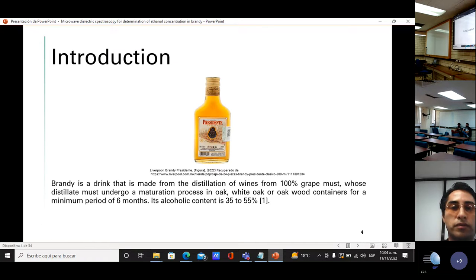Okay, introduction. Alcoholic drinks are popular products that are consumed around the world for different purposes, such as entertainment, religious reasons, and so on. Brandy is a drink that is made from the distillation of wines from 100% grape must, whose distillate must undergo a maturation process in white oak wood containers for a minimum period of 6 months. Its alcoholic content is 35 to 55%. In Mexico, according to the National Survey on the Consumption of Drugs, Alcohol and Tobacco, brandy ranked second among the most consumed alcoholic drinks.